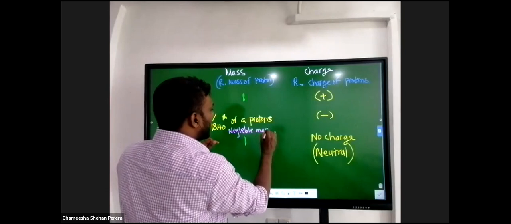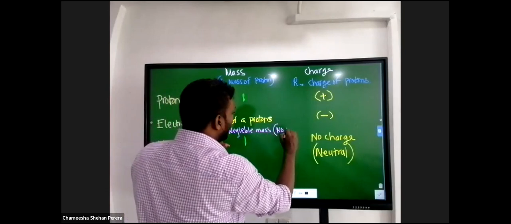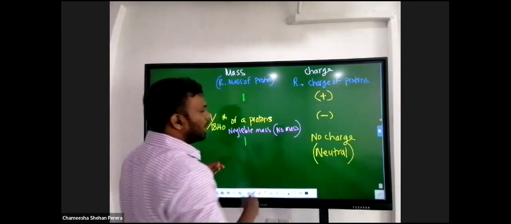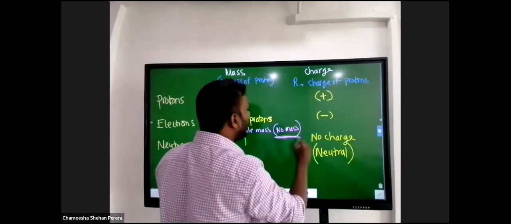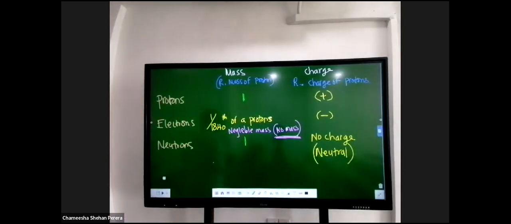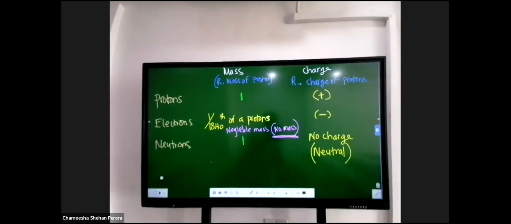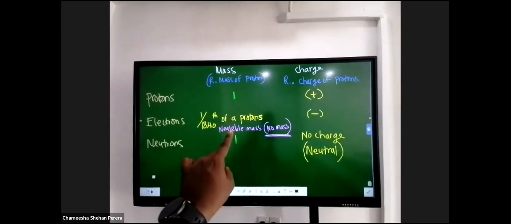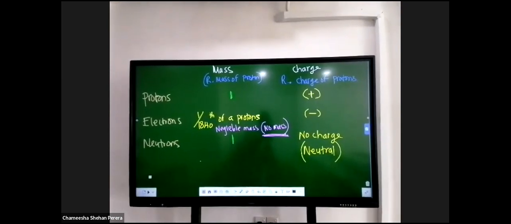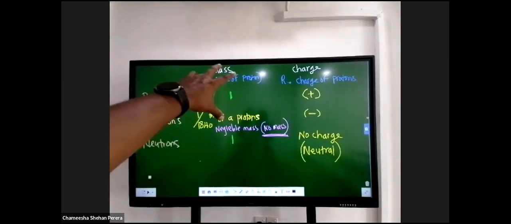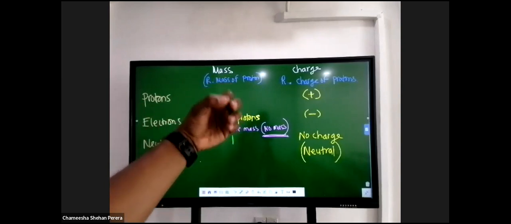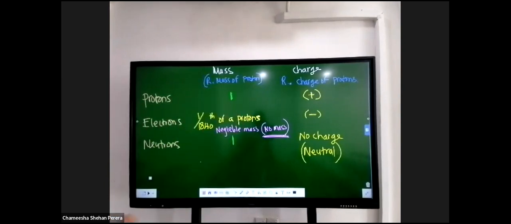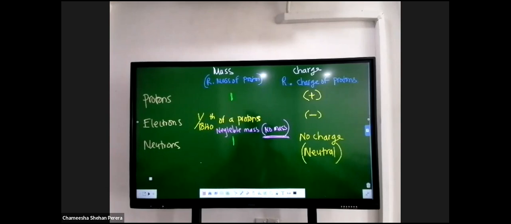So we don't consider it as no mass, it is not exactly no mass. In our studies we say electrons have a negligible mass, a minute mass. It is a very negligible mass. Actually they have a mass, but when you compare it with the mass of protons and neutrons, that mass cannot be considered, so we treat it as negligible.